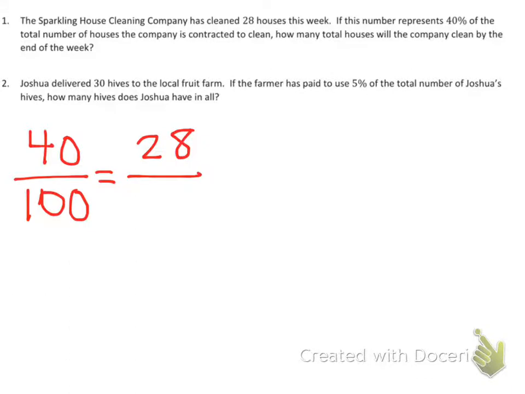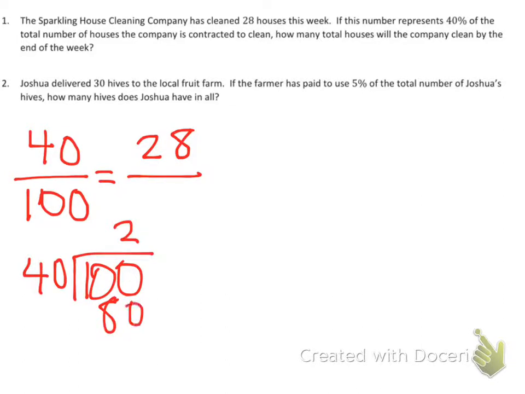So now either we do 40 times something is 100 or 40 divided by something is 28. I think I'll do the 100. So I'm going to go 100 divided by 40. That's a 2. 2 times 40 is 80. Subtract and you get 20 left over. 20 left over out of 40 is a half. So this is not bad. A 2.5 is the constant. So we're going to multiply 28 times 2.5 to get our answer.